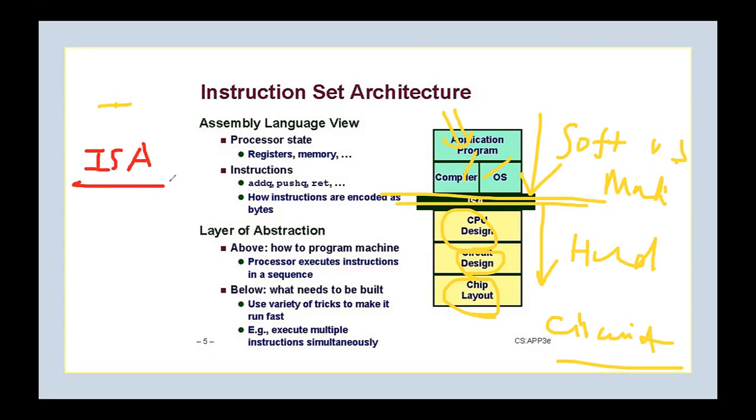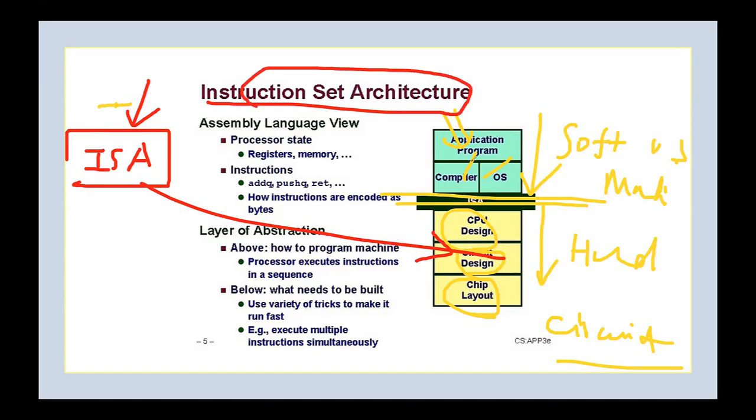Any of your programs need to be compiled to your machine code. Your machine code operates on your machine. So that's called the instruction set. Is that okay so far?